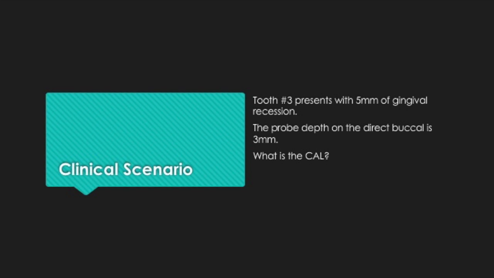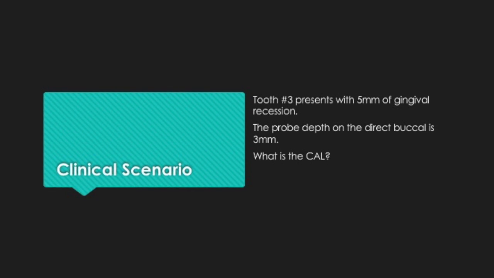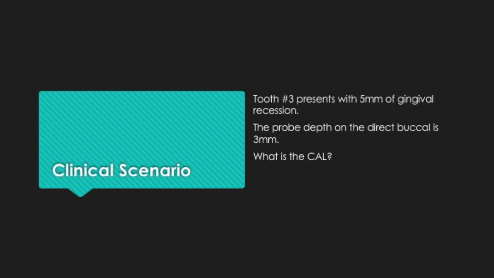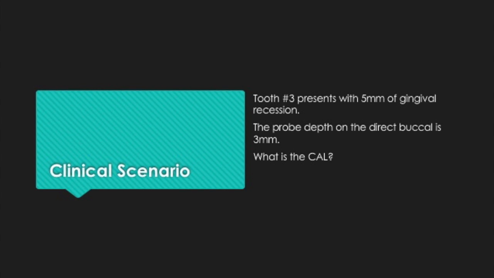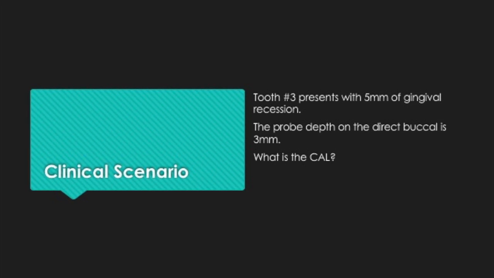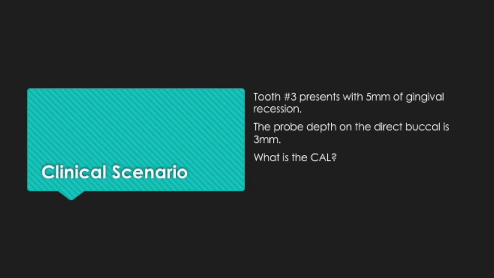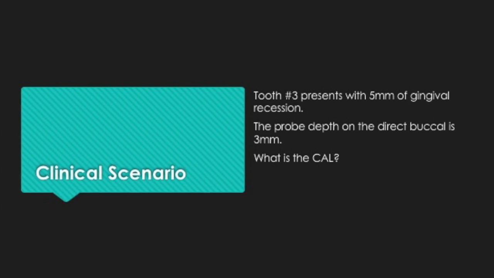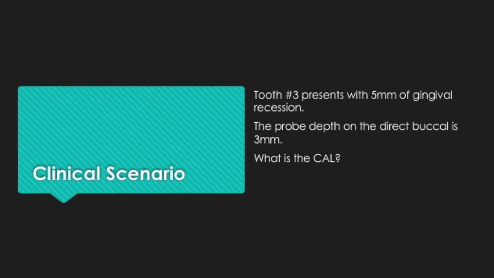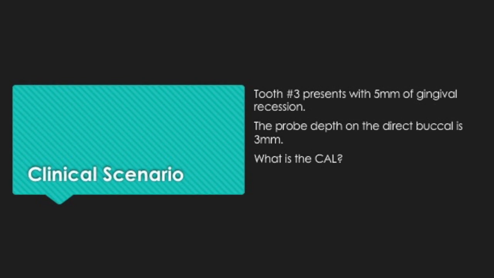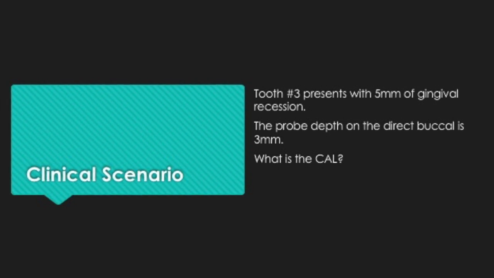So let's do a quick clinical scenario. Let's say that tooth number 3 presents with 5 millimeters of gingival recession, and that you measure a probe depth measurement on the direct buccal to be 3 millimeters deep. So what is the clinical attachment level? So it's very similar to example number 2 where the patient presented with some gingival recession. What we do is we take the 3 millimeters of probe depth measurement and add the 5 millimeters of gingival recession, and that gives us a total of 8 millimeters of clinical attachment loss.